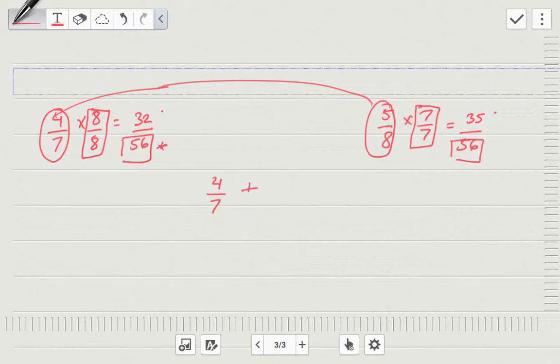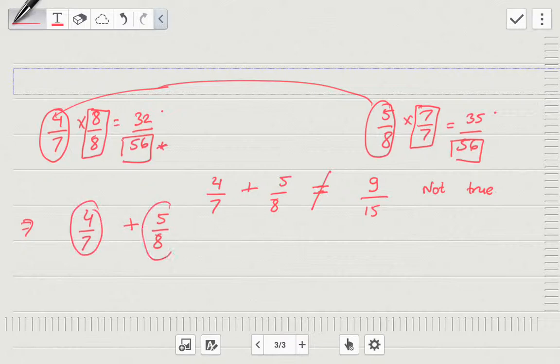Suppose you need to add 4 by 7 and 5 by 8. Well, you can't just do 5 plus 4, 9, and 8 plus 7, 15. You cannot do this. This is not right. Not true. Okay? First thing you have to do to add 4 by 7 plus 5 by 8, you have to convert these two fractions such that they have same denominators.